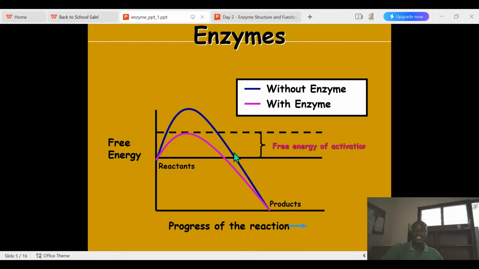So you have an enzyme. The enzyme usually eases the substrate to be converted to product by lowering the activation energy. And that is what it does.